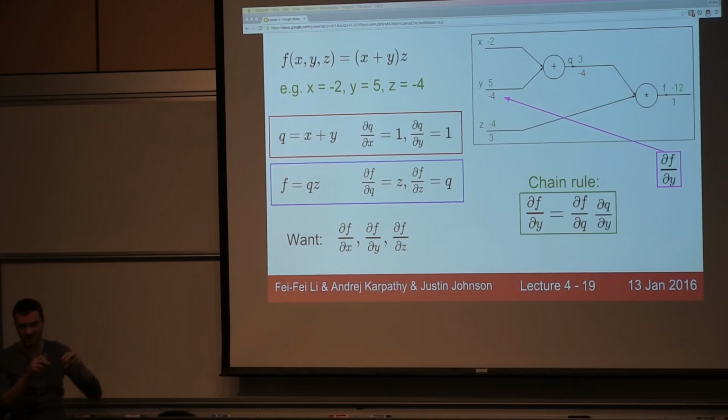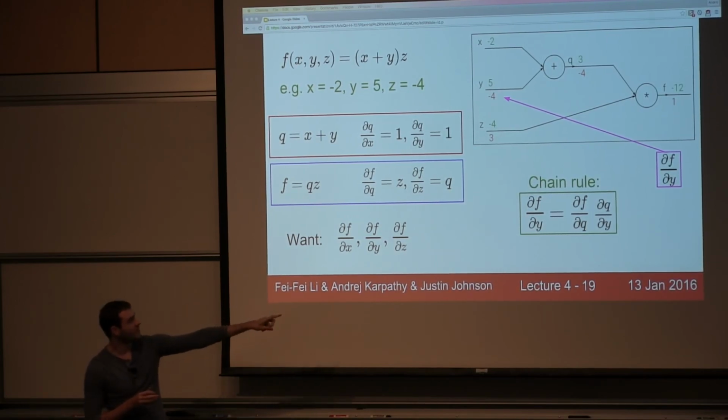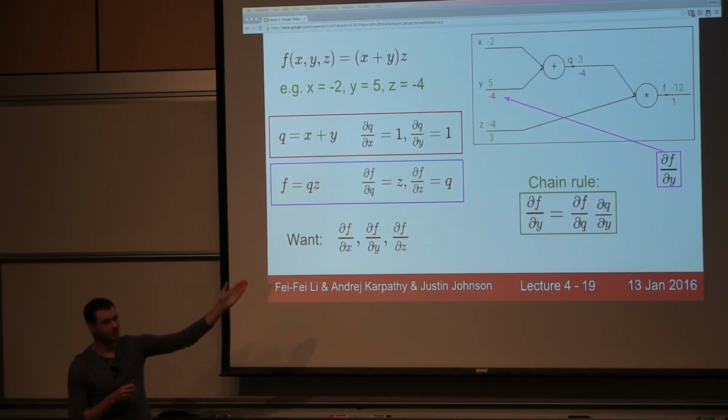So let's see how. There are many ways to derive it at this point because the expression is very small and you can kind of glance at it. But the way I'd like you to think about this is by applying chain rule, okay? So the chain rule says that if you'd like to derive the gradient of f on y, then it's equal to df by dq times dq by dy, right? And so we've computed both of those expressions.